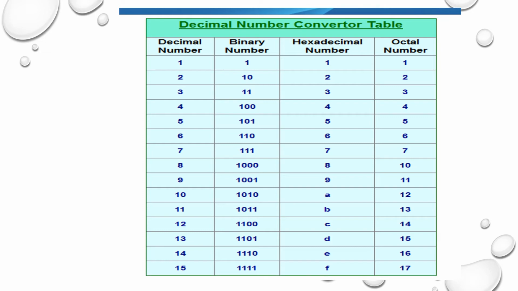In a similar way, the octal number system starts from 1 to 7. Next to 7, we can count it as 10, 11, 12, 13, 14 and so on. So this is the decimal conversion table for the numbers from 1 to 15.